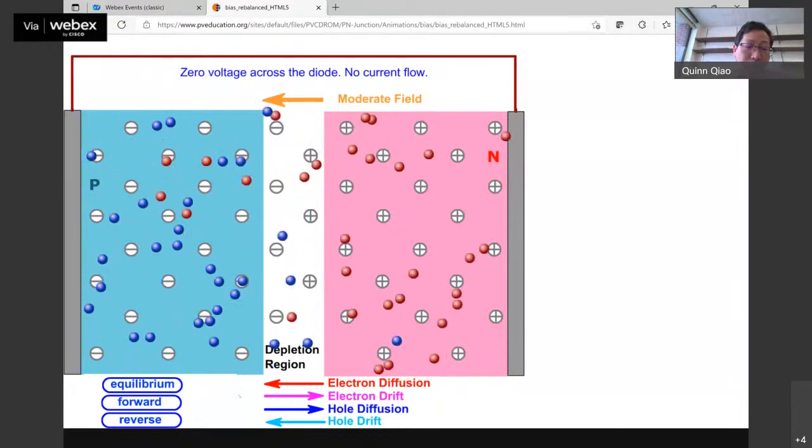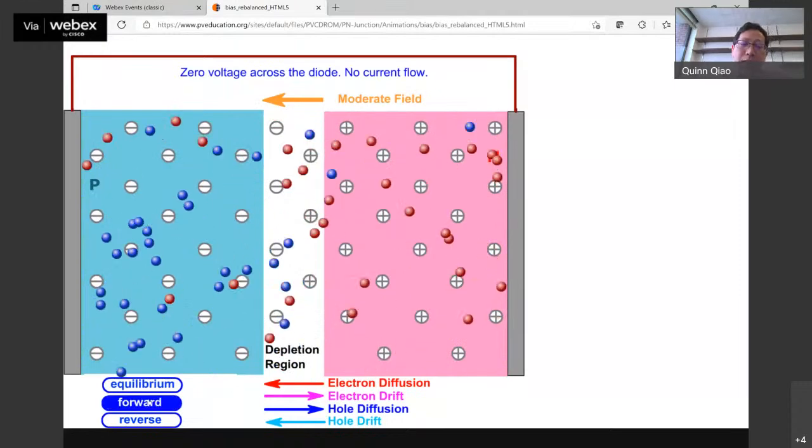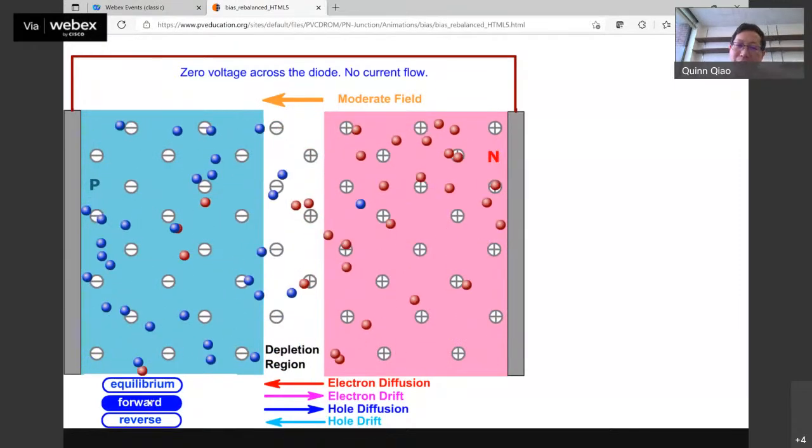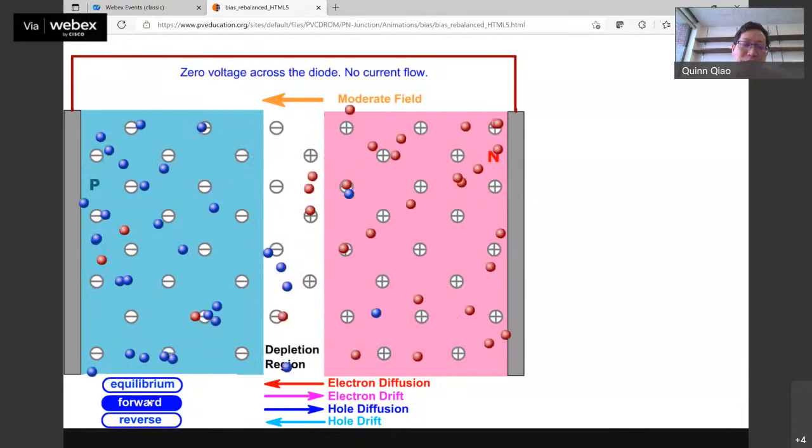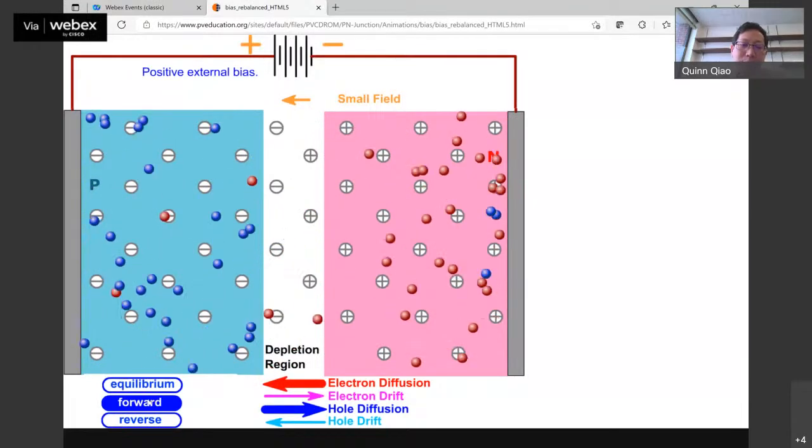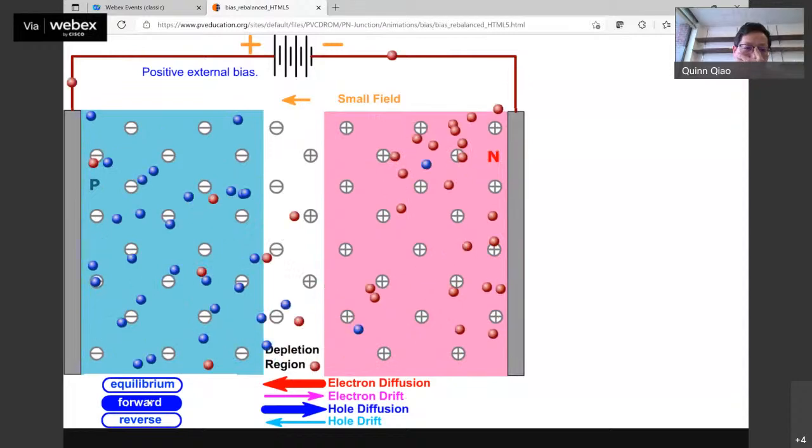And then under forward bias, now you move the N side up, you basically give the electrons a lot of energy so they can go from N to P easily, okay? Now you see, right?